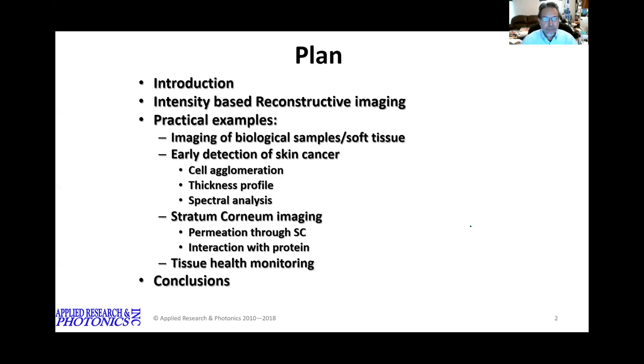So here is a brief plan of my talk, which is intensity-based reconstructive imaging, which eliminates the camera. And then we'll go through some of the cancer, skin cancer particularly, imaging and other ways of diagnosing. And also the other part, imaging of Stratum Corneum to quantify the interaction of protein.